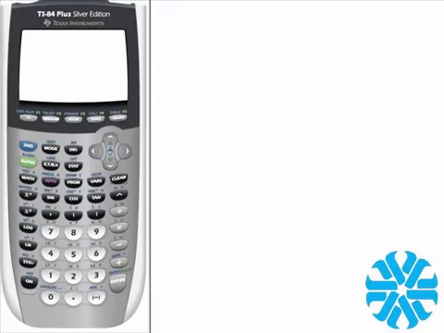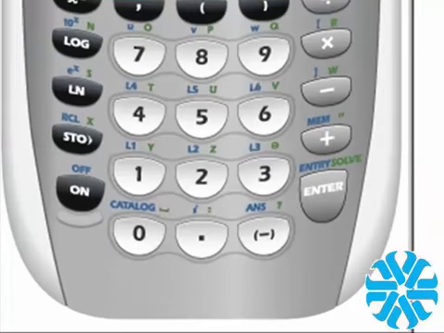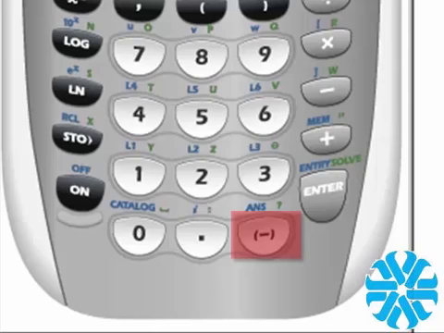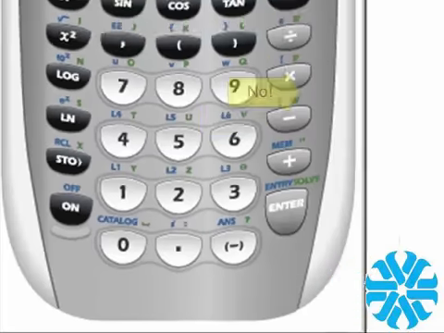In this video, you will learn how to enter negative numbers into your calculations. Use the negative value key to enter in negative numbers, not the subtraction key. So let's take a look at our first example.